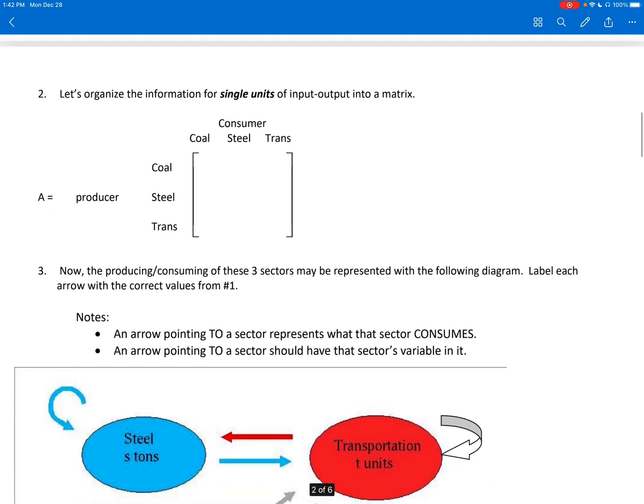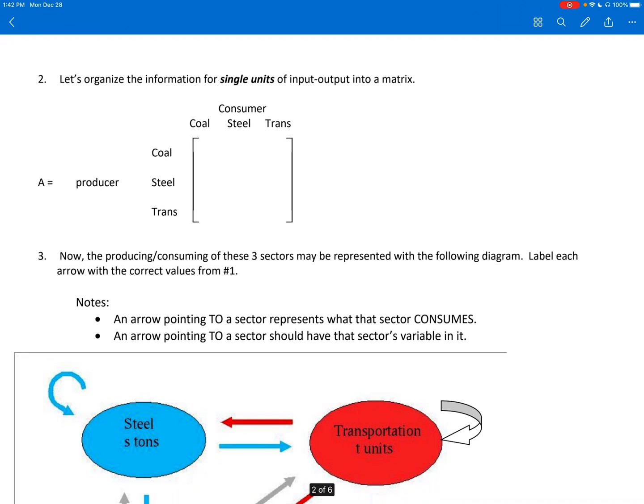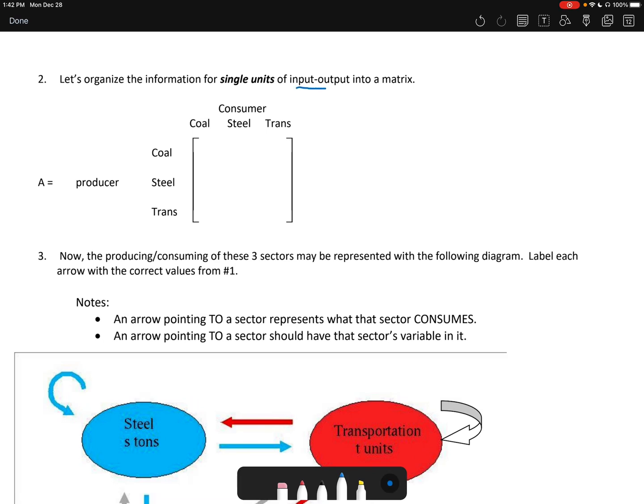What you are going to be required to do in your work is create what we call an input-output matrix. So you're going to create this matrix that shows the production and the consumption of these raw materials. And what's really important is that whatever is producing goes as the rows over on the left, and whatever is consuming goes across the top as the columns.